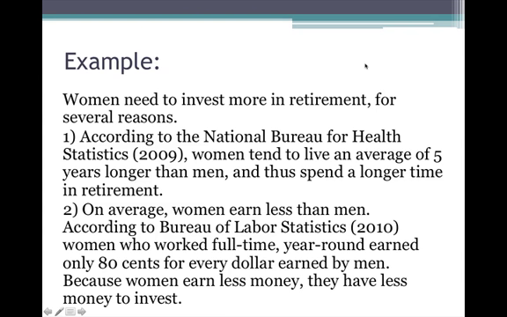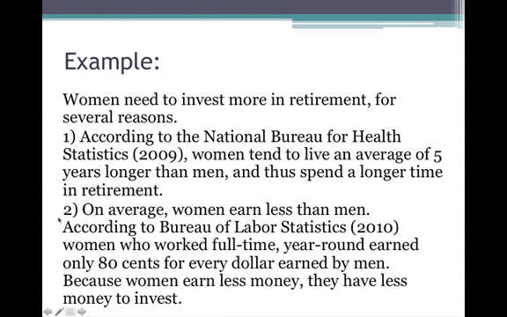In this argument, the ultimate conclusion is stated right out at the front. Women need to invest more in retirement, and then we're given an indicator that we're going to have a couple different arguments by this phrase, for several reasons. And then 2 of the reasons are listed here below. 1. According to the National Bureau for Health Statistics, women tend to live an average of 5 years longer than men, and thus spend a longer time in retirement. This number 1, all on its own, could function as an argument for the conclusion women need to invest more in retirement. But since we've got the second one conjoined with it, this becomes an extended argument.